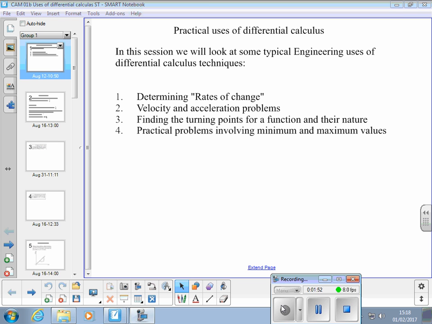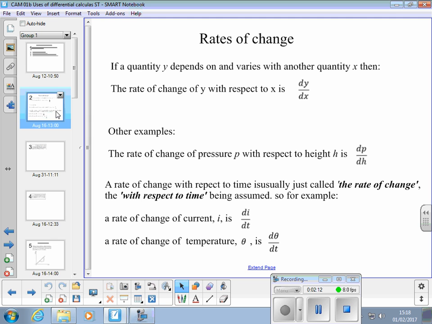And then practical problems involving minimum and maximum values. We're going to see how far we get with this, and then I'll leave you to peruse the rest of it yourselves. It's more about you knowing why you might use these techniques than anything.